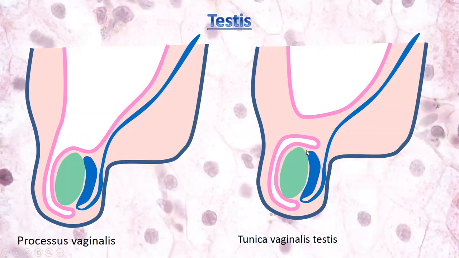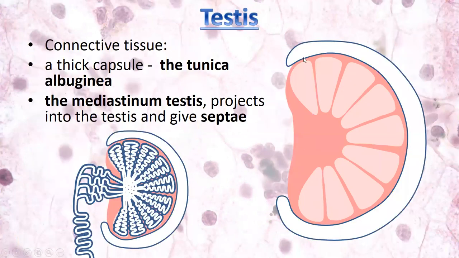The testes are located in the scrotum, and there are numerous layers which cover them. The innermost, closest layer to the testis is the tunica vaginalis testis. It's a continuation of the peritoneum, so it's covered with mesothelium, simple squamous epithelium, and a thin layer of loose connective tissue. But the testes have their own layers, so we will remove the tunica vaginalis.